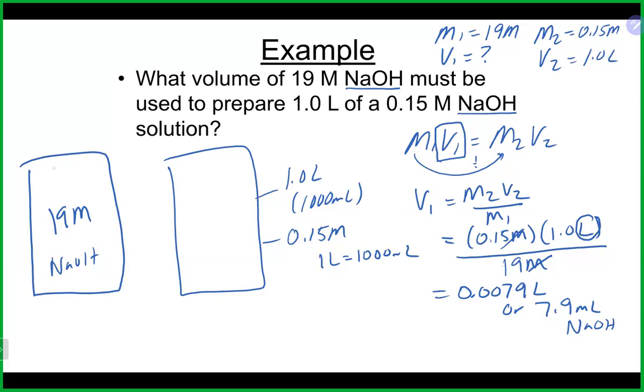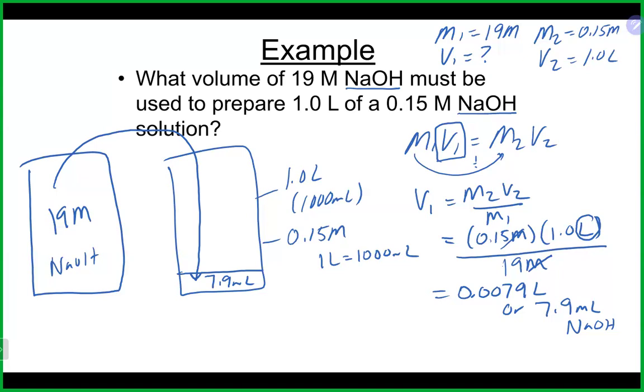That is how much we're going to take out of the more concentrated solution and put into our new solution. We're going to take out 7.9 milliliters of it. And this is going to allow us to basically make our more dilute solution. We're going to add water in this case. So should we add about 1,000 milliliters of water to this?